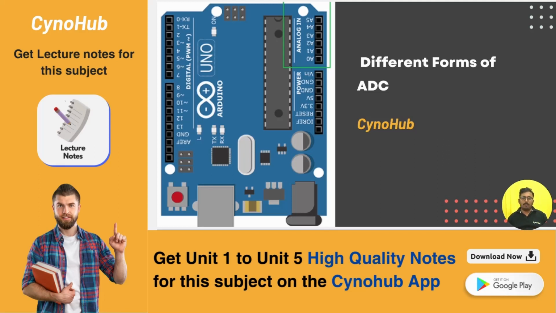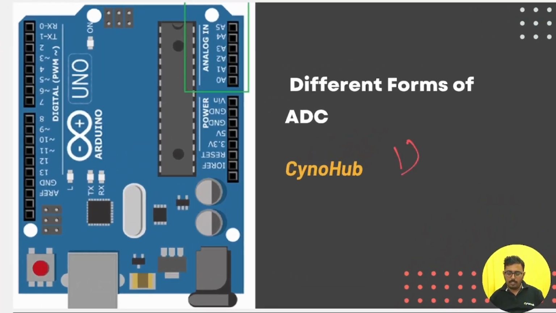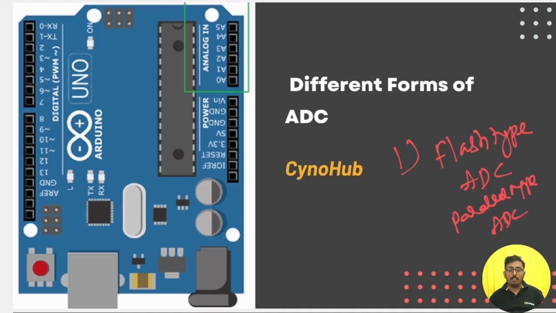So from this point of view, the first type of circuit we will call the flash type ADC. This is the flash type ADC, which we can also call the parallel type ADC. This is the first method, and the second way we can consider is the counter type ADC. The second method is called the counter type ADC. And there is also one more term, called the successive approximation type ADC.